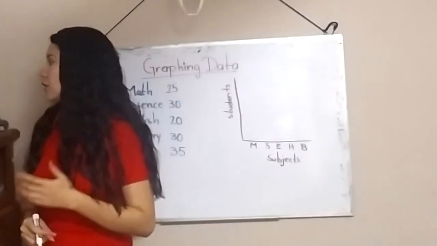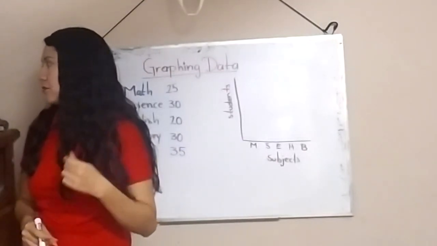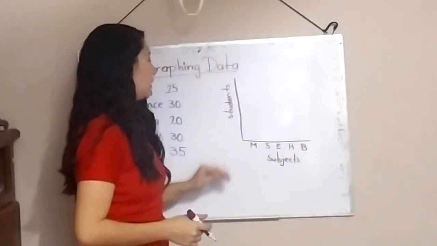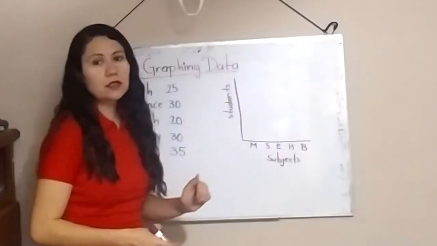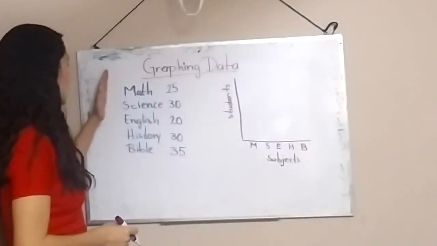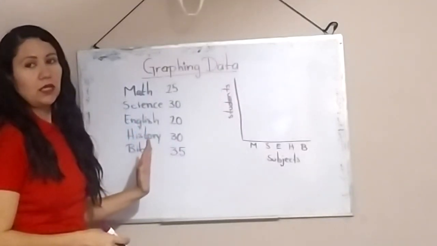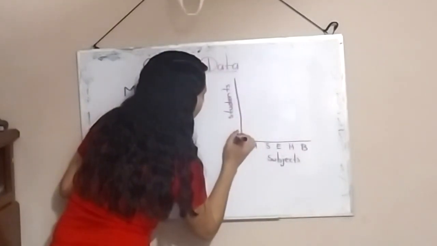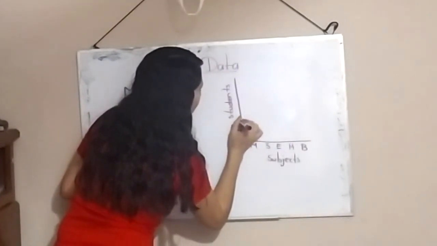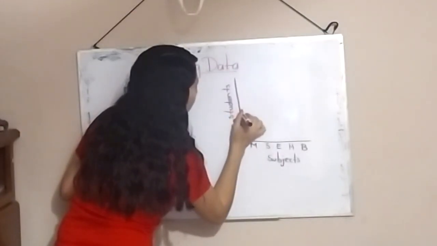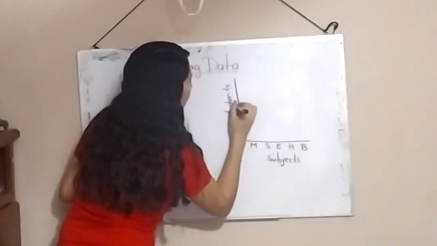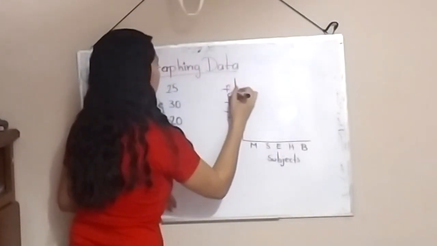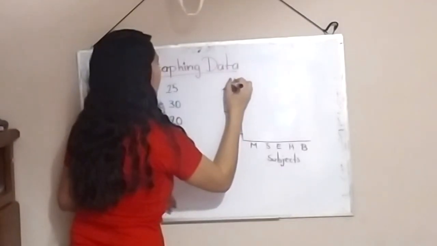Next step, choose a scale to fill the data, then mark equal intervals along one axis. Okay? Our interval, the interval that best fits this data, would be 5 by 5. So we will label 5, 10, 15, 20, 25, 30, 35, 40.